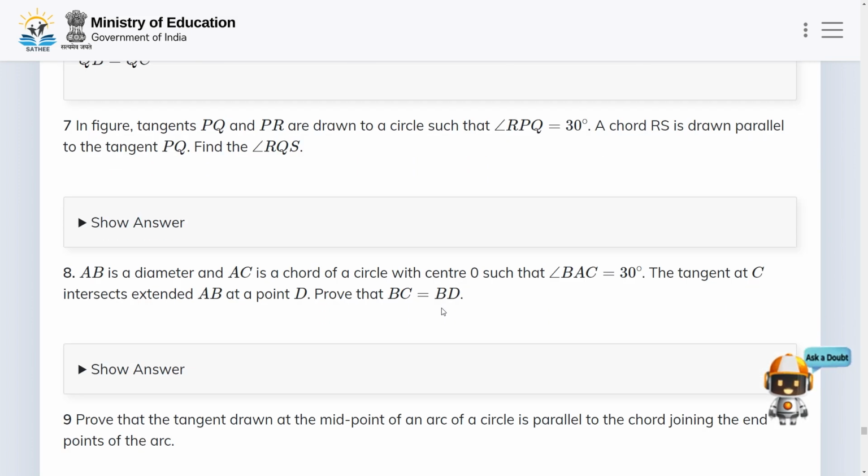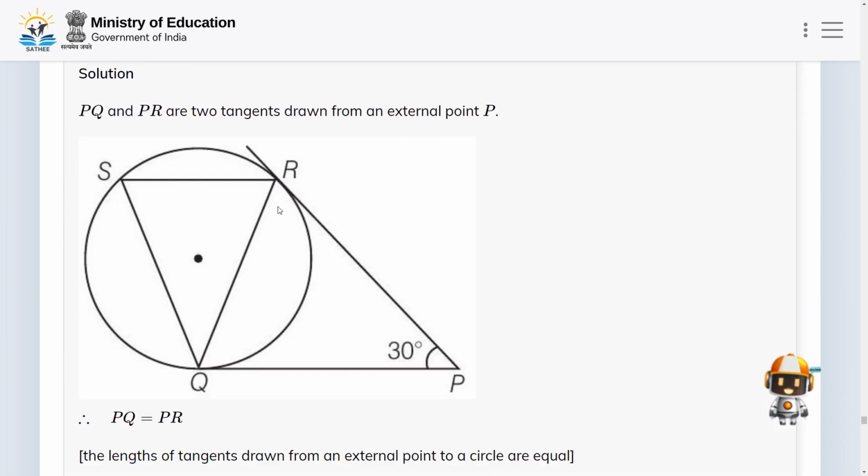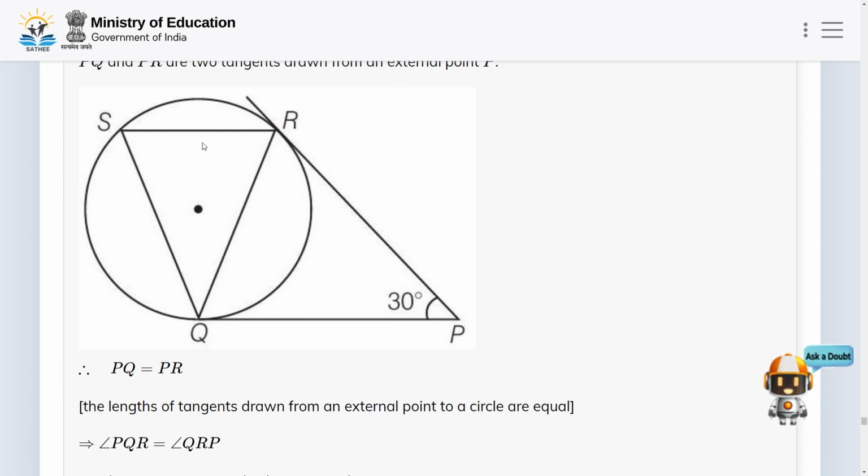Now let us move to the next problem. In the next problem, we have in the figure tangents PQ and PR drawn to a circle such that angle RPQ is equal to 30 degrees. A chord RS is drawn parallel to the tangent PQ. Then find the angle RQS. Okay, so let us draw the figure. So this is our figure.